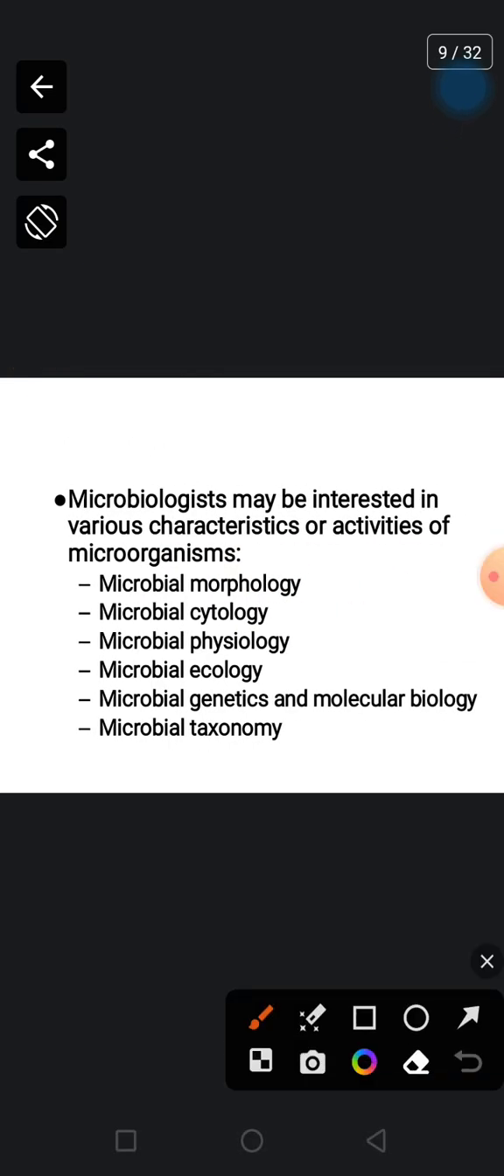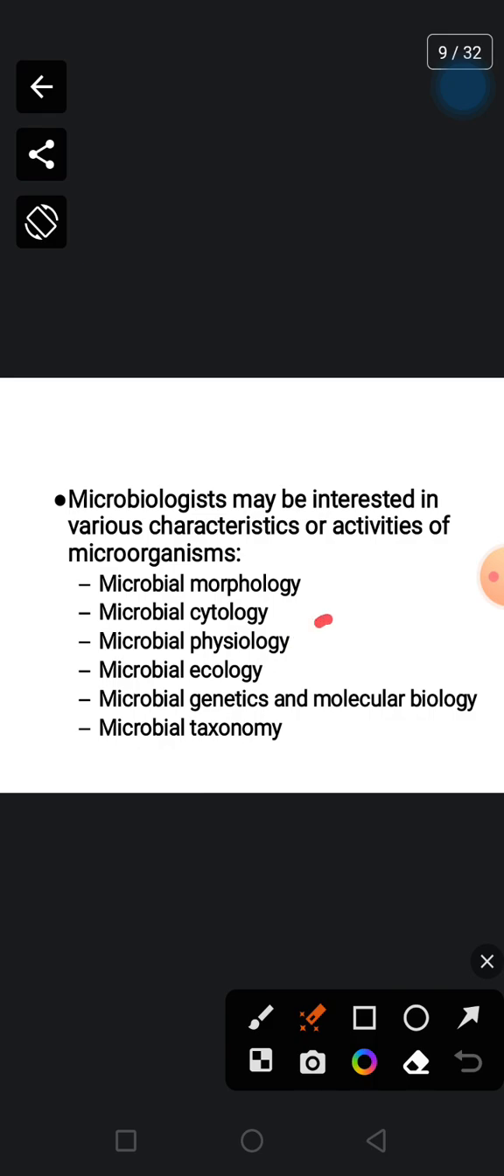There are some characteristics of these microorganisms. For example, microbial morphology. In this branch, we study the structure of these microorganisms. We study what types of bacteria are present, what the shapes of bacteria are, what the shape of algae is, what the shape of fungi is, and all of these. We also study microbial histology. We also study their cells and their morphology.